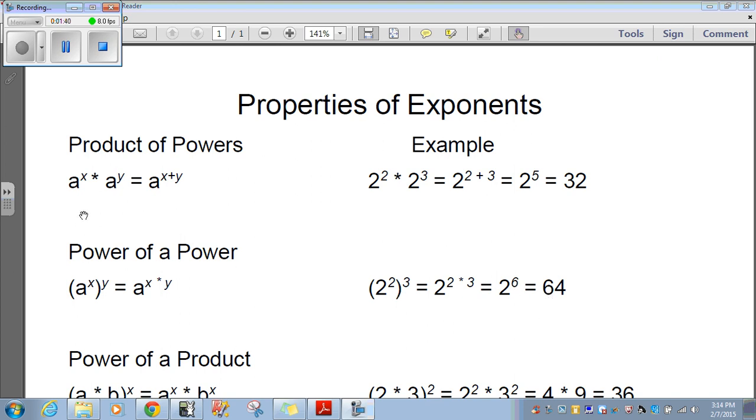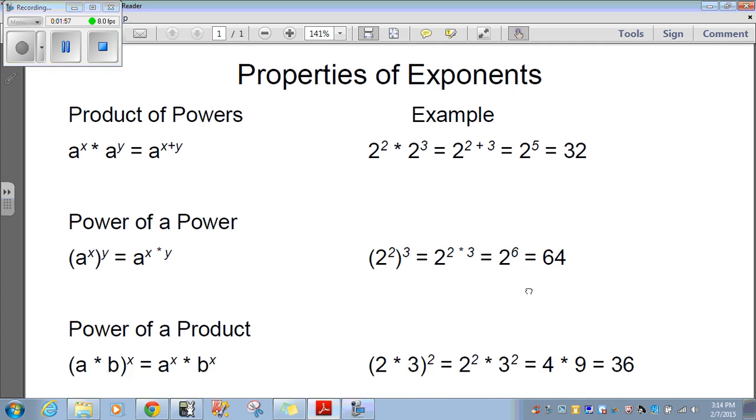Notice here, whenever they're multiplied like this, you add the exponents. But if the whole thing is being raised to another exponent, you multiply the exponents, and this gives you your answer here. Okay? Let's move on.